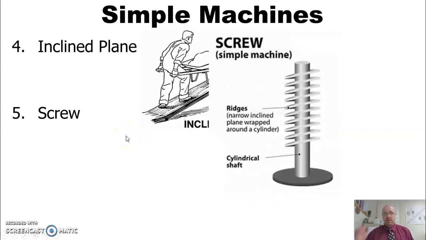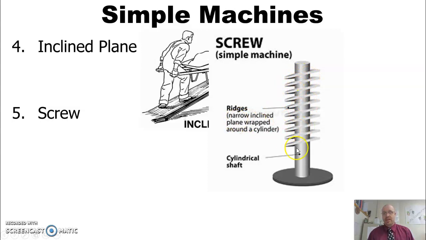Screw is the fifth machine. A screw is actually a ramp, an inclined plane wrapped around a cylinder. So in essence, it's kind of funny because technically you could say, well, a screw is basically a wheel and axle with an inclined plane wrapped around it. And technically that's correct. It took them a long time to figure that out, but they'd already called it a simple machine for so long, they just kept it as a simple machine. But you'll notice basically that it's a ramp or an inclined plane wrapped around a shaft.